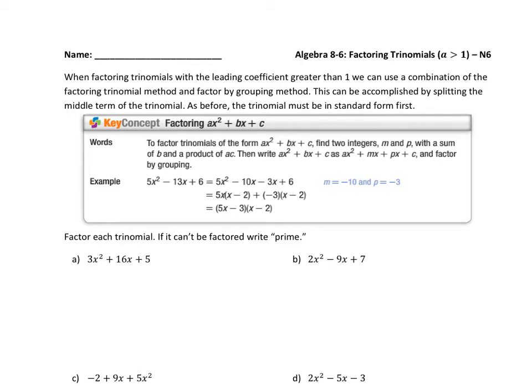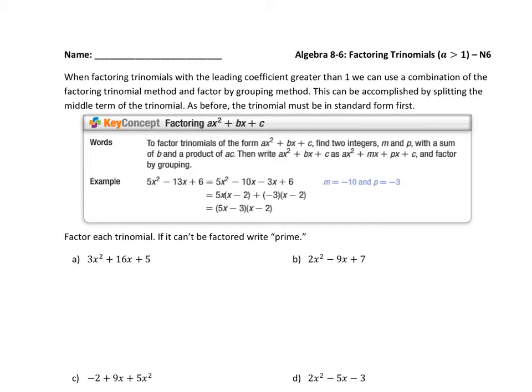Algebra Unit 8, Lesson 6, Note 6, Factoring Trinomials where your A term is greater than 1. When factoring trinomials with the leading coefficient greater than 1, we can use a combination of the factoring trinomial method and factor by grouping method. This can be accomplished by splitting the middle term of the trinomial. As before, the trinomial must be in standard form first.